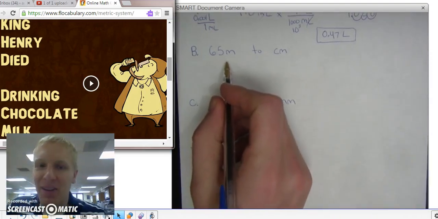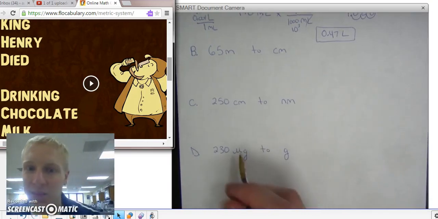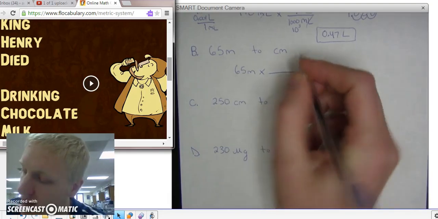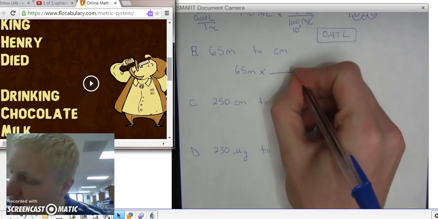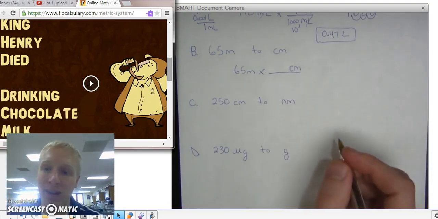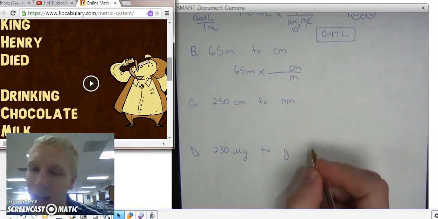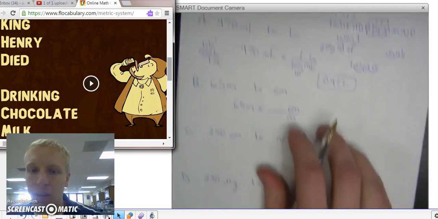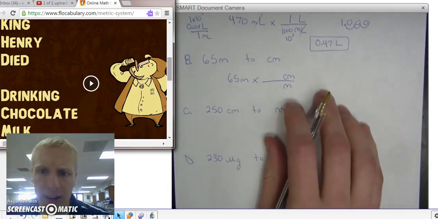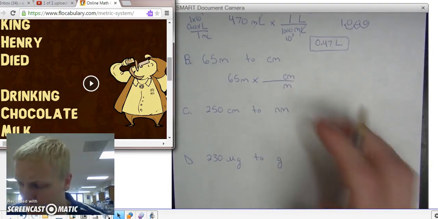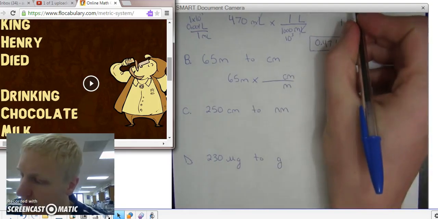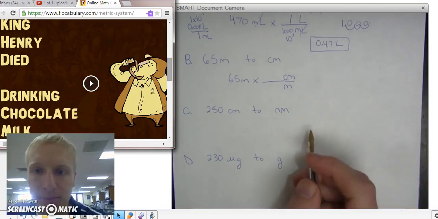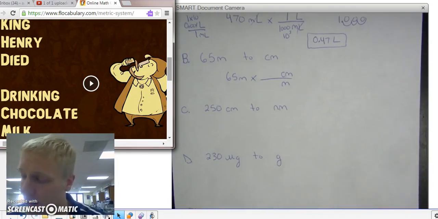We've got 65 meters. We're converting it to centimeters. First thing I do is write down my given. I'm converting it by a conversion factor. Centimeters is on top because that's what I want to convert to. Meters is on the bottom because that's what I'm getting rid of. Alright, now my numbers. Meters, centimeters. Meters is the base unit, centi, C. C is a little bit smaller than B. Centi is smaller than the base unit.